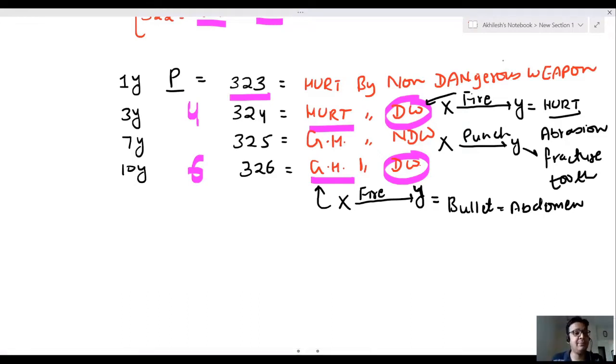No, it's not attempt to murder. If the person dies, it is murder, 302. If the person survives, then it is attempt to murder as well as 326 IPC. Are you getting my point? Yes, sir. Okay, so there may be 2 or 3 IPC.